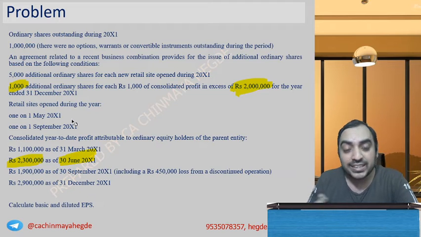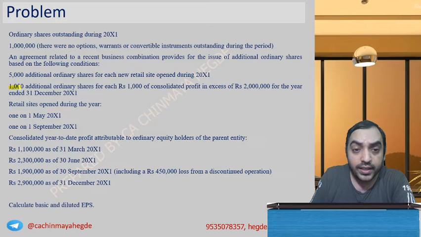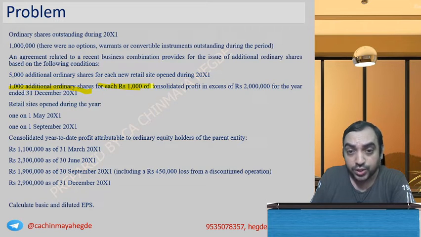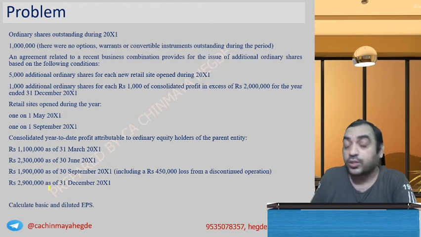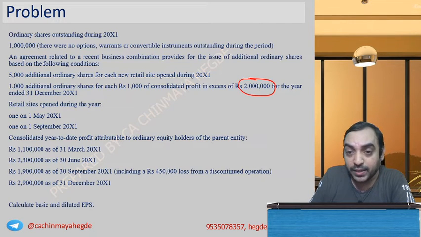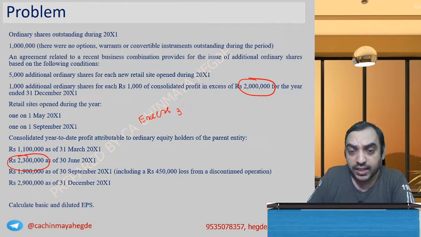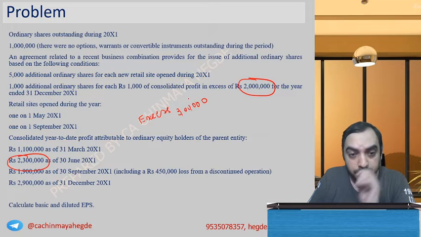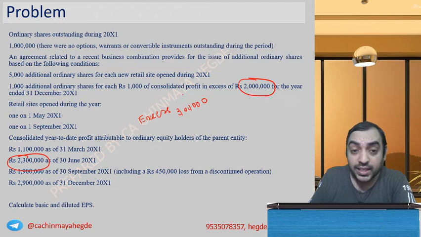So how much excess have you done? Read the sentence once more. 1000 additional shares for each rupees 1000 of consolidated profit in excess of 2 lakh. In excess of 2 lakh, sorry, not 2 lakh, 2 million. How much is the excess? 20 million to 23 million. So what is the excess amount? Excess is 3 lakh, right? 20 lakh to 23 lakh.